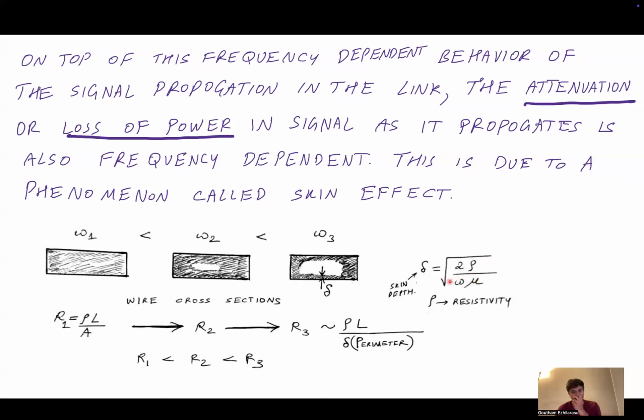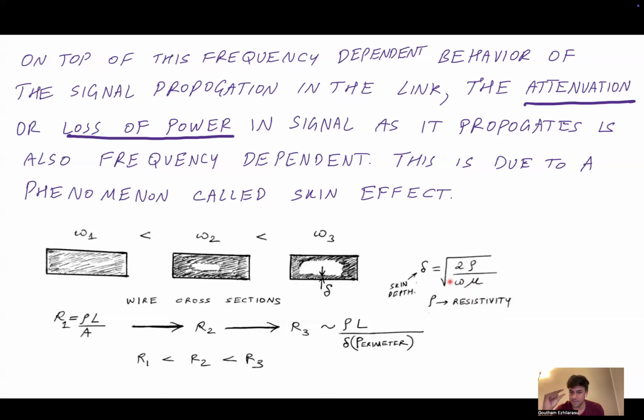And this skin depth essentially represents a distance over which the signal drops by about 1 over e. So imagine that the current density at the periphery was some value J naught. Then once you move a certain depth delta within the conductor, the current density is going to fall to J naught over e. So that's the definition of skin depth.